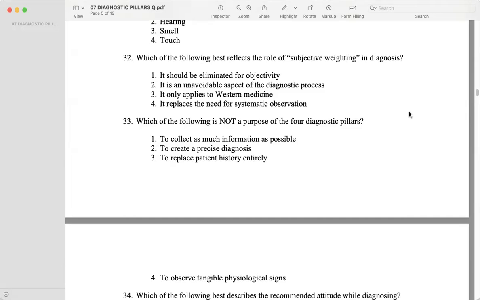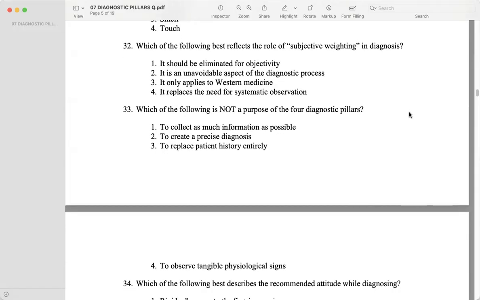Which of the following best reflects the role of subjective weighting in diagnosis? It is an unavoidable aspect of the diagnostic process. Yeah, there are things that are difficult to teach, no? It requires years of experience talaga.